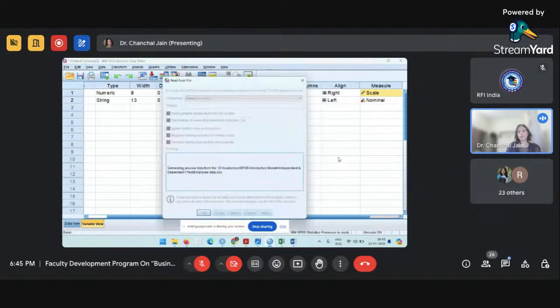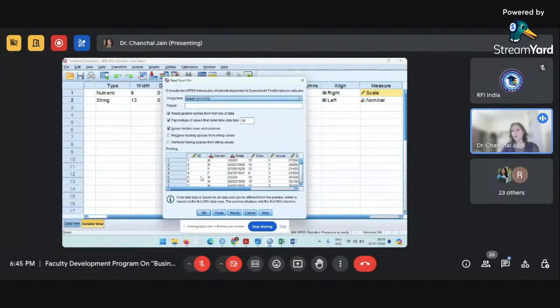In a few seconds, you would be able to see the Read Excel File dialog box appearing for you. You can find here the worksheet, but if there is more than one worksheet available in your Excel file, all will be listed here. According to your need, you can select which sheet you want to bring into SPSS. At a time you can bring only one Excel file into SPSS. By default, Sheet 1 is selected, and I think I'm okay with this particular sheet. You can see this is the preview of your data. You can click on OK.